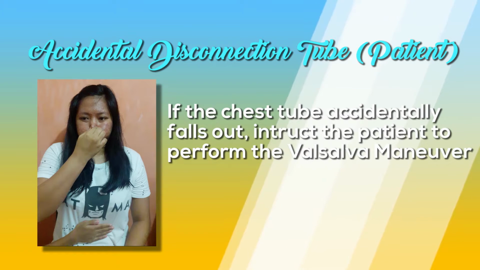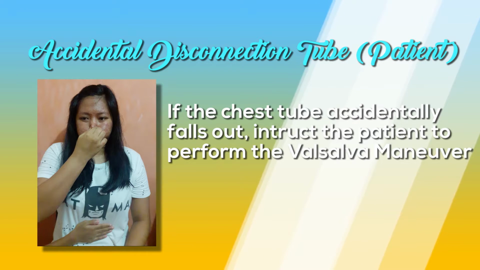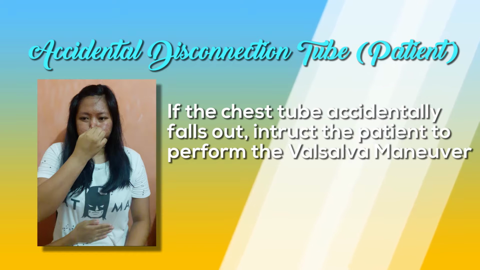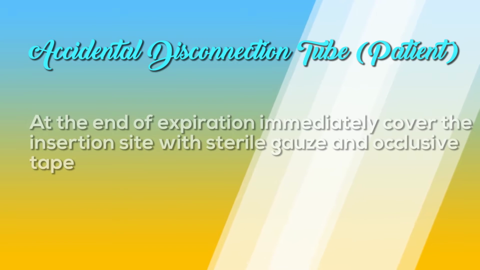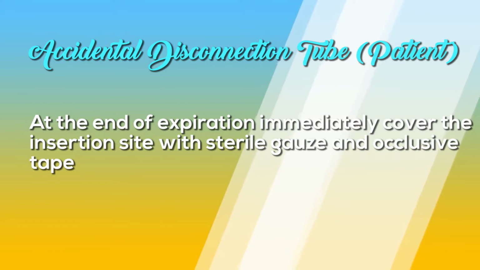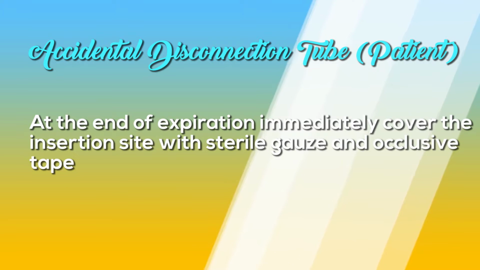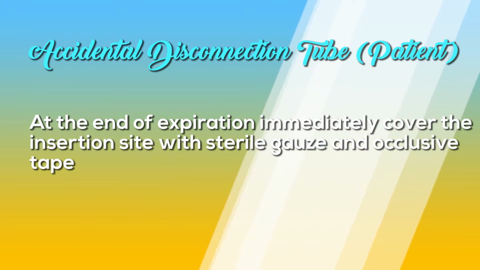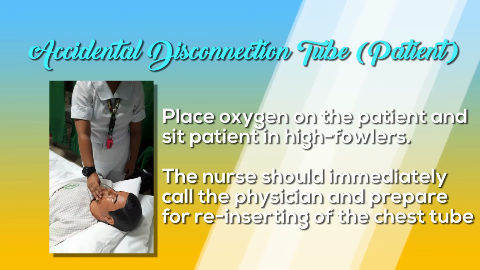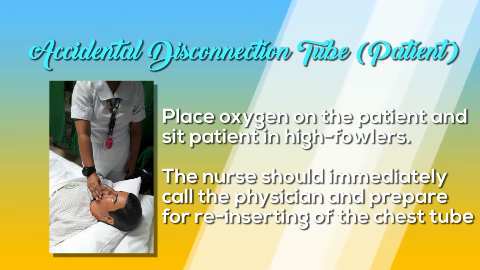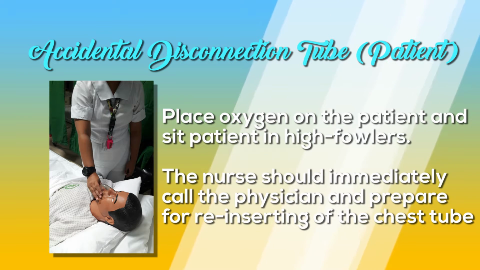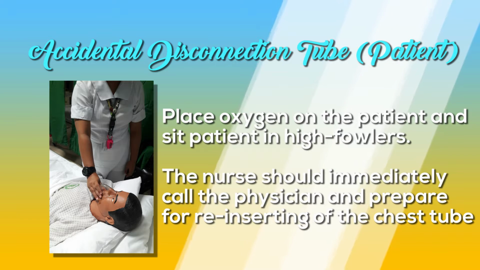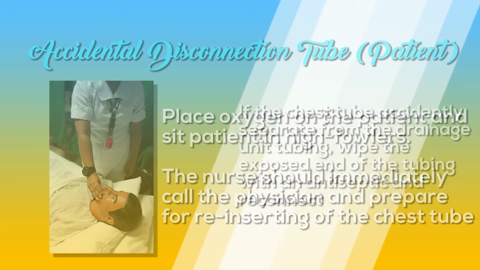If the chest tube accidentally falls out, instruct the patient to perform the Valsalva maneuver. At the end of expiration, immediately cover the insertion site with sterile gauze and occlusive tape. Place oxygen on the patient and sit the patient in high Fowler's position. The nurse should immediately call the physician and prepare for reinsertion of the chest tube.